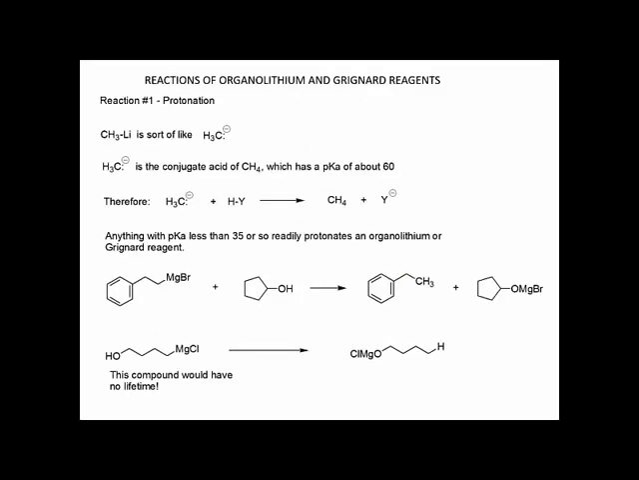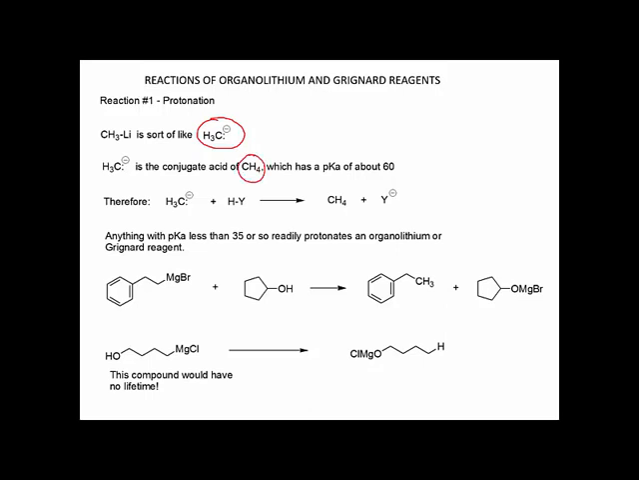Let's look at the reactions of organolithiums and Grignard reagents. Reaction number 1, we'll say, is protonation. CH3Li is sort of like CH3 minus. CH3 minus is the conjugate acid of methane, which has a pKa of about 60.